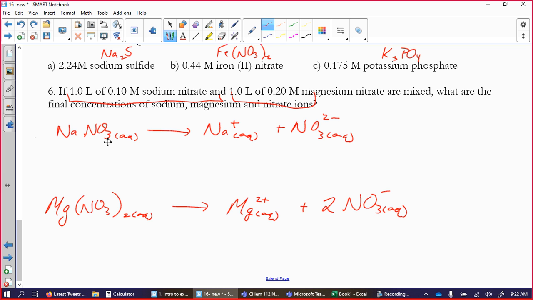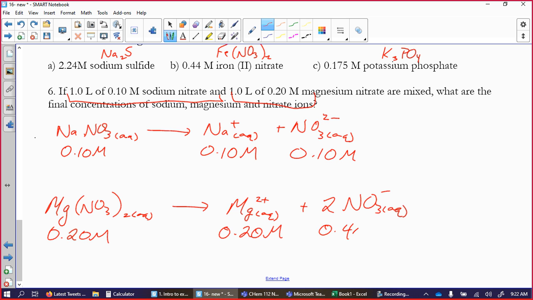So the original concentration of this is 0.10 moles per liter. So the concentration of sodium is 0.10 moles per liter. The concentration of nitrate from that solution, 0.1 moles per liter. 0.2 mole per liter magnesium nitrate. That would be there. This is going to be doubled, 0.4.